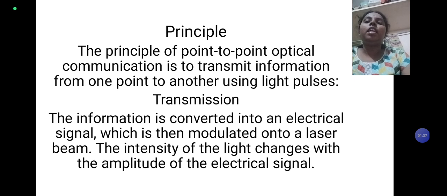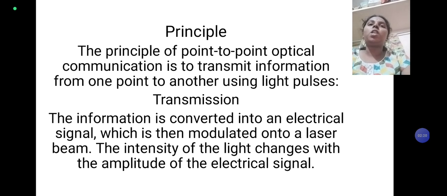Now we shall go for a detailed description of all this. First we shall know the principle of this optical fiber. The principle of point to point optical communication is to transmit information from one point to another using light pulses, which means that light is sent through a transmitting fiber and it is made to fall on a moving target, and the reflected light from the target is sensed by a detector. With respect to the intensity of reflected light from the target, displacement of the target is measured.